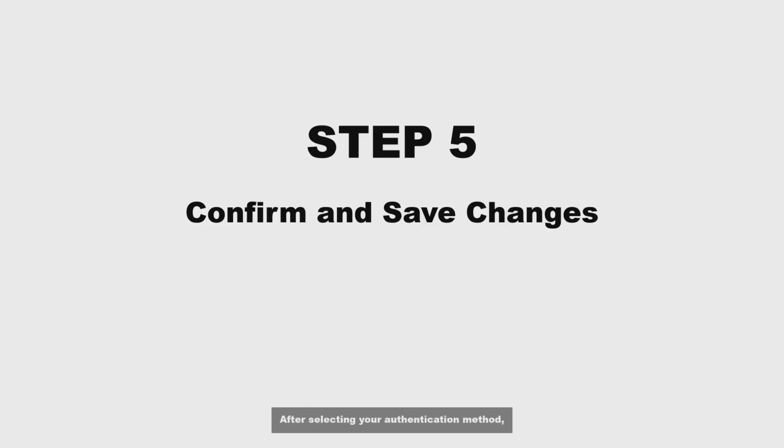Step 5. Confirm and save changes. After selecting your authentication method, you will likely receive a verification code. Enter this code to confirm your choice, then save your changes. Make sure to log out and test the two-factor authentication by logging back in. By following these steps, you can successfully enable two-factor authentication on your Merrill Edge account, adding an extra layer of security to your financial information.